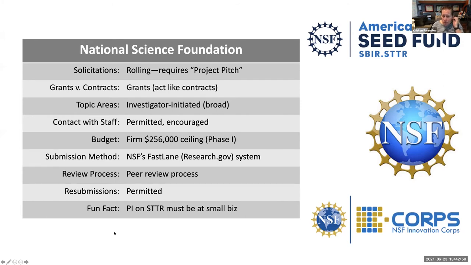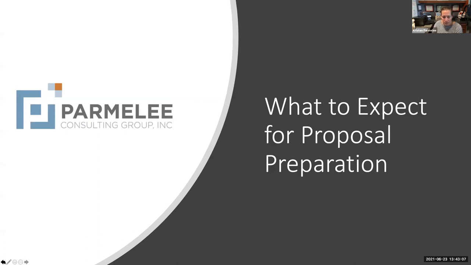You submit through their own portal that's called Fastlane. It's really called research.gov. They're transitioning Fastlane to research.gov, but it's just taking a long time for SBIR to get over there. Resubmissions are permitted. And again, it's not unlikely that you'll have to submit more than once.